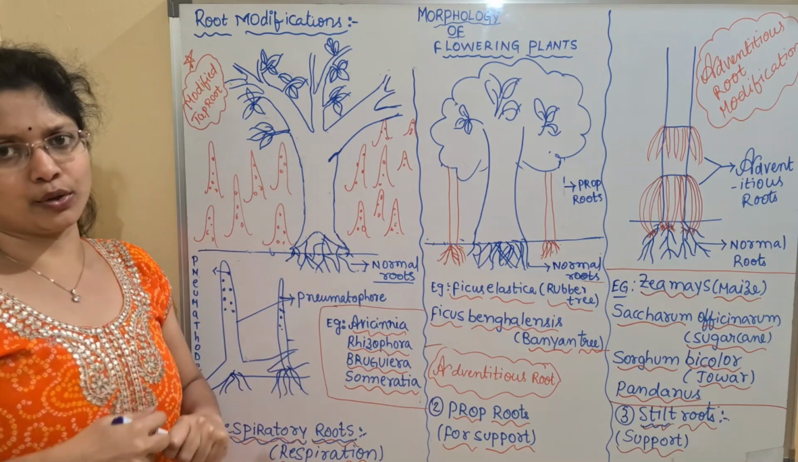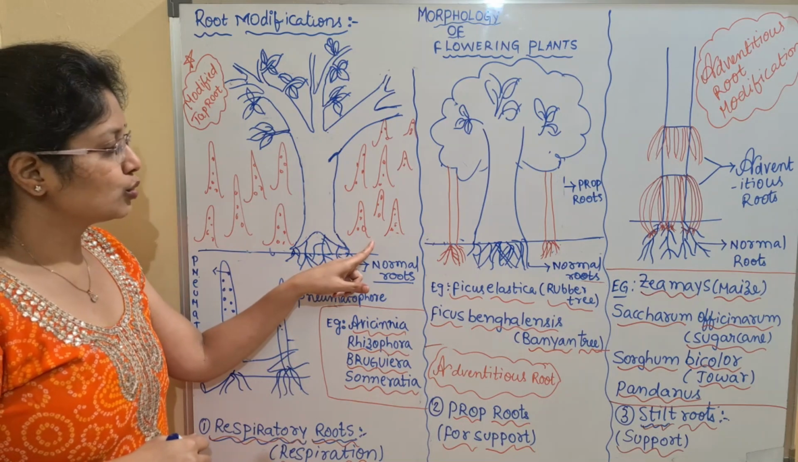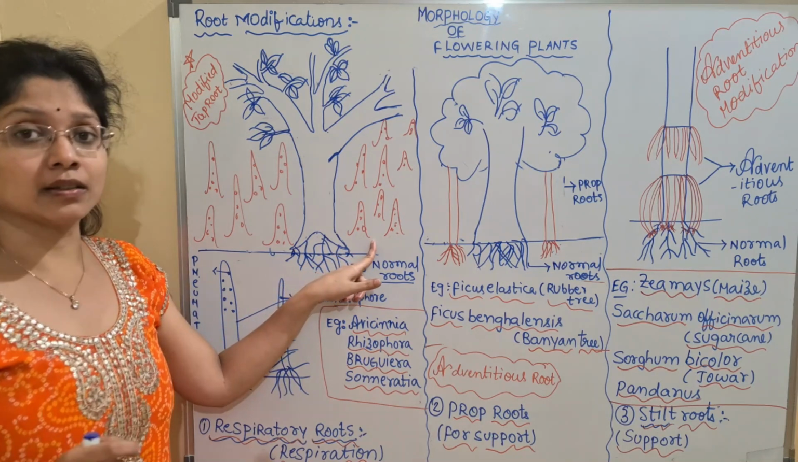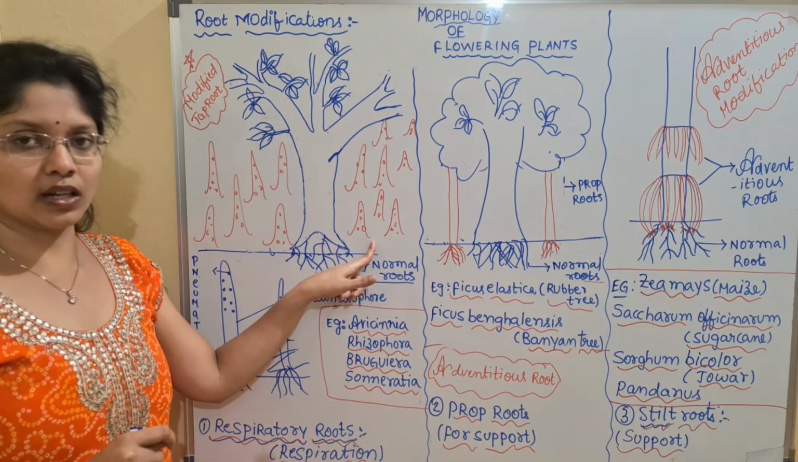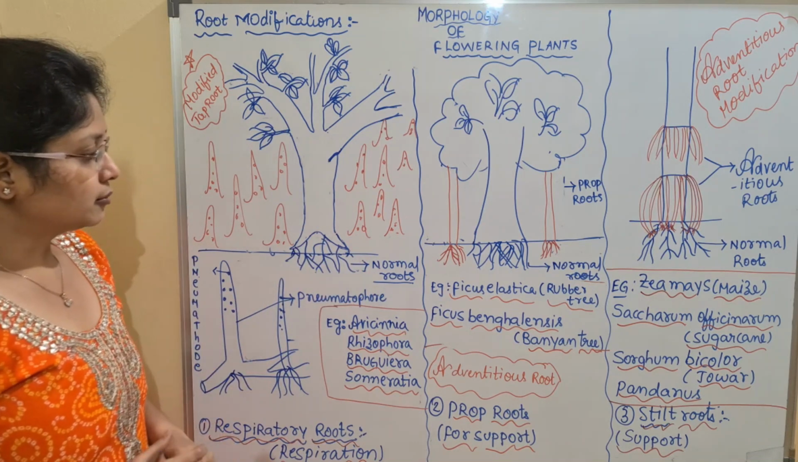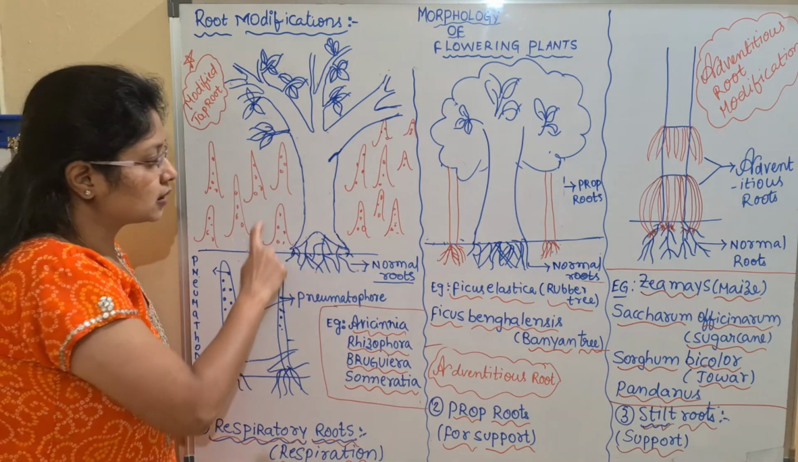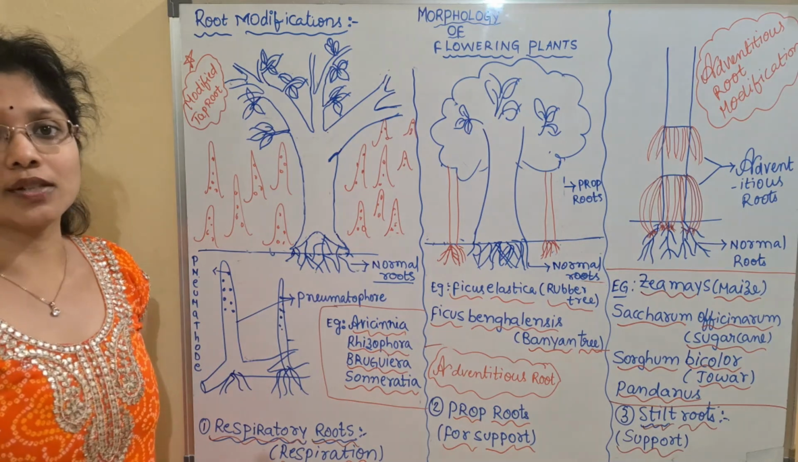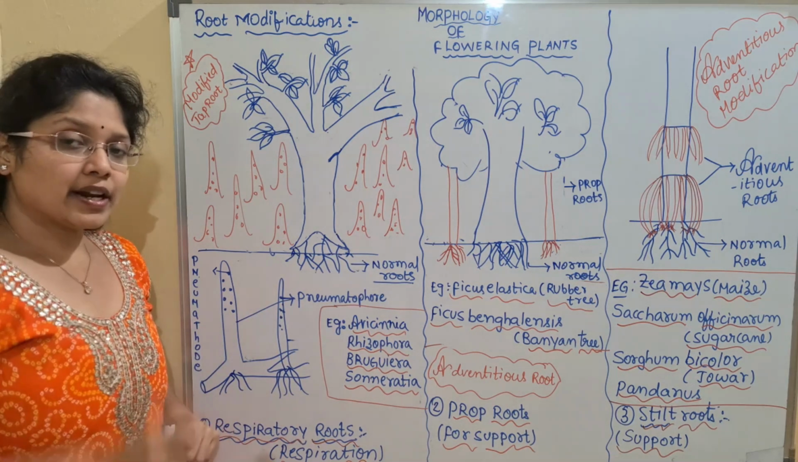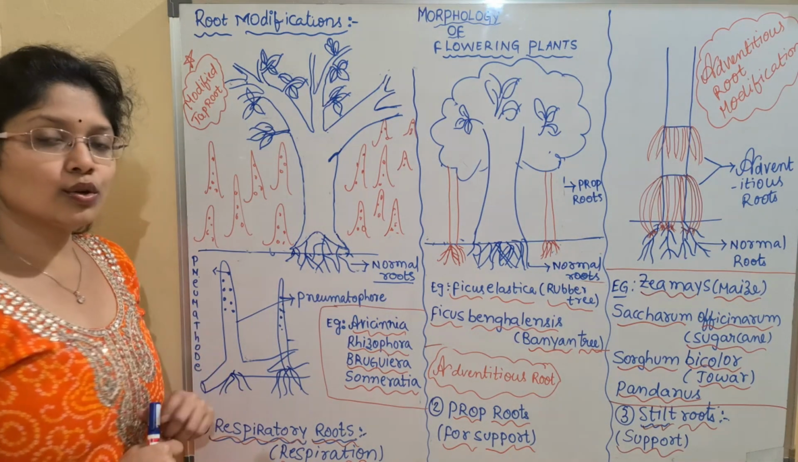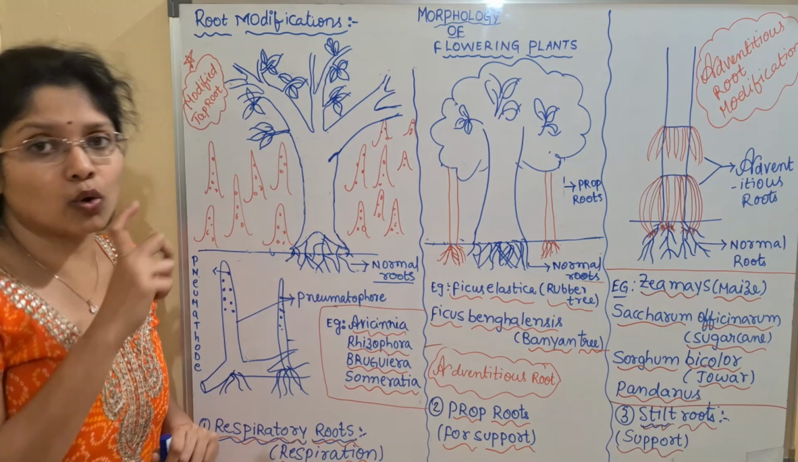Numerous roots are produced here, and these roots will be mainly helping in respiration. So here we will see the complete structure of this respiratory root. The respiratory root is also known as a pneumatophore.